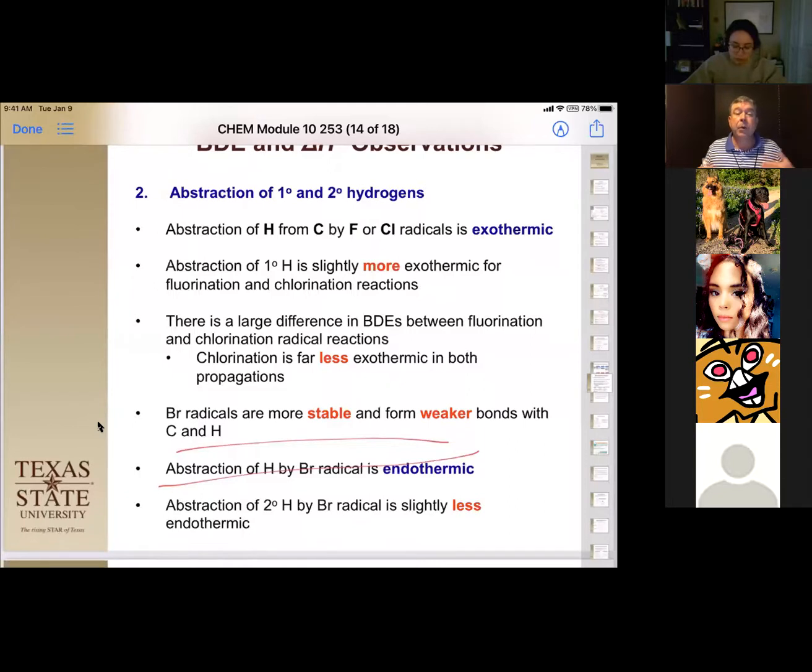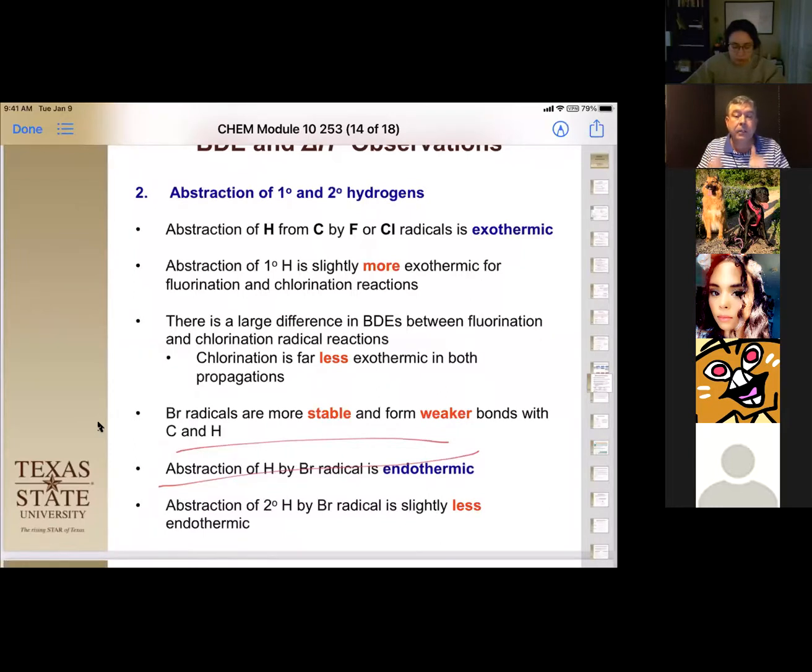Now, when we look at the bromine, the radicals are far more stable and have slightly weaker bonds than the chlorine hydrogen bond, the fluorine hydrogen bond. And so even though it is a net exothermic reaction, the abstraction of the hydrogen by that bromine radical is endothermic. It takes energy, okay? But when we compare the primary to the secondary, it is slightly less endothermic. So even though the net reaction is exothermic, the actual abstraction to create that carbon radical is more energetically favored for the secondary abstraction because it is less endothermic.